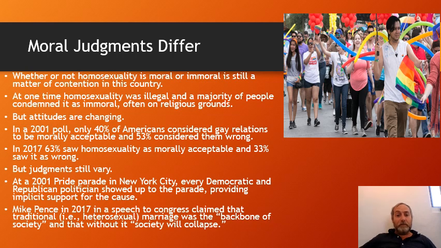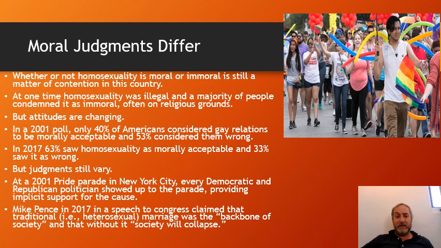So things are different now in general. We can see the changes in attitudes just by looking at some polls. In 2001, there's a poll where about 40% of Americans considered gay relations to be morally acceptable, 53% considered them wrong. So a majority considered it to be wrong as recently as 2001. And then in 2017, a similar poll sees a shift where now a majority, 63%, see homosexuality as morally acceptable, only 33% as wrong. Still a substantial amount of people, though. In a country of 300 million people, 33% of that is a lot, about 100 million. So judgments still vary, and you see that reflected in political rhetoric and so on.